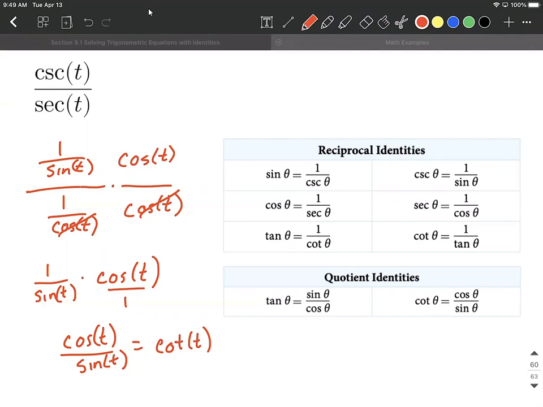So basically start out and get these in terms of sine and cosine using our reciprocal identities or quotient identities, and then do a little bit of algebra to reduce down to the simplest form and use these identities to replace with a single trigonometric function. Good luck.